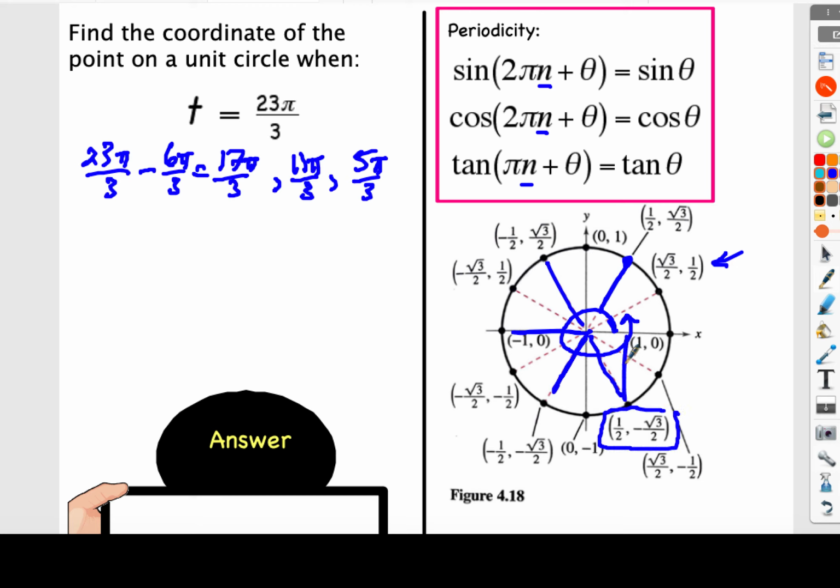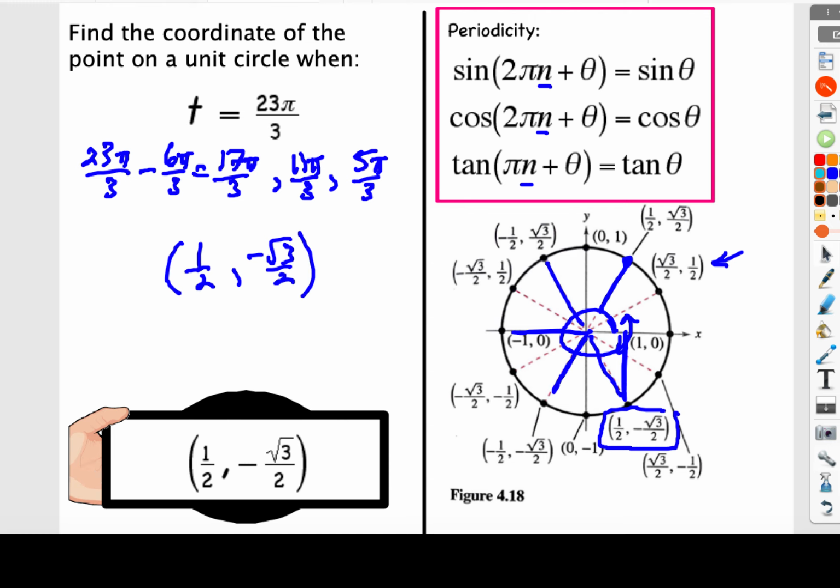Using or taking advantage of our triangle, 5 pi over 3 is 1/2, negative root 3 over 2. 1/2, negative root 3 over 2. And again, we can double check our answer very quickly and just make sure we got things right. Now, we could have drawn our own picture as well, by the way, so don't feel like you need to memorize that picture over there at the right.